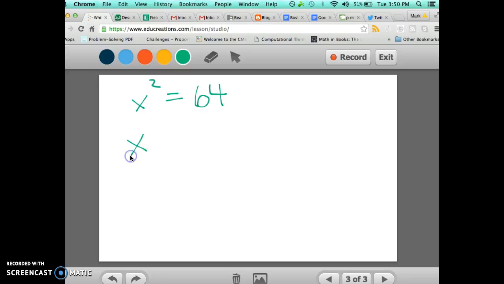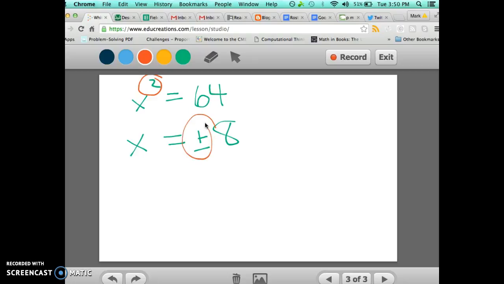A common mistake would be just to say, okay, x equals 8. That's wrong because x could also equal negative 8. So most quadratic equations have two solutions, positive and negative 8. So when you square root both sides of an equation, make sure you include your plus and minus.